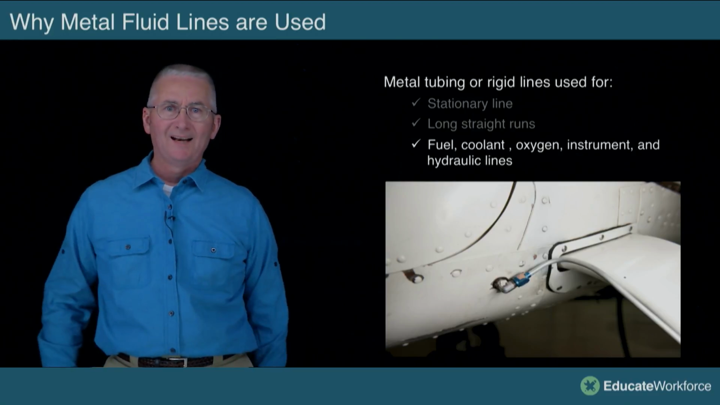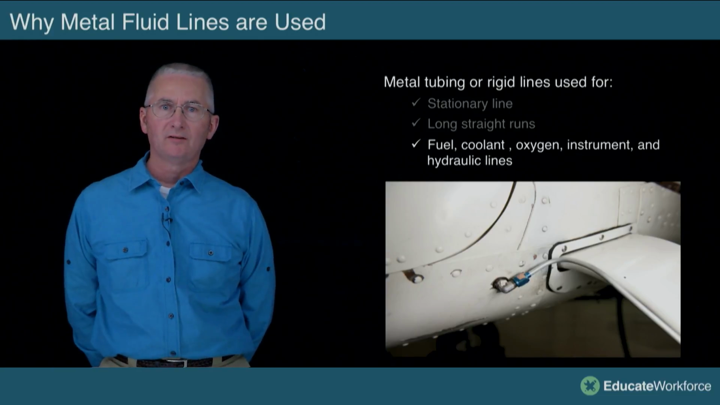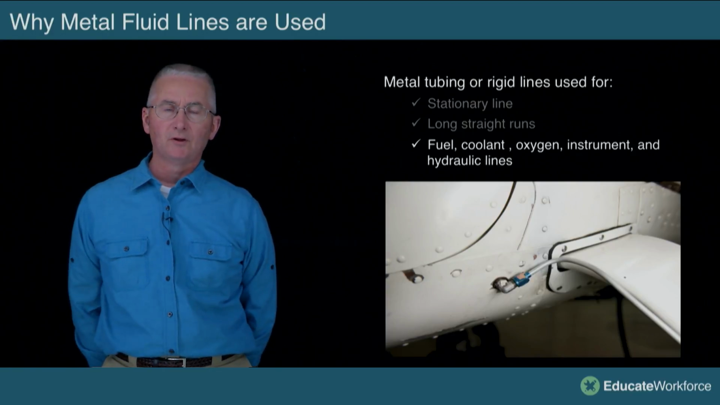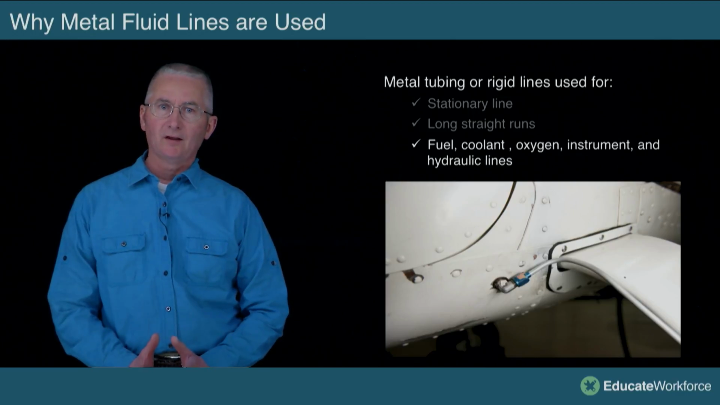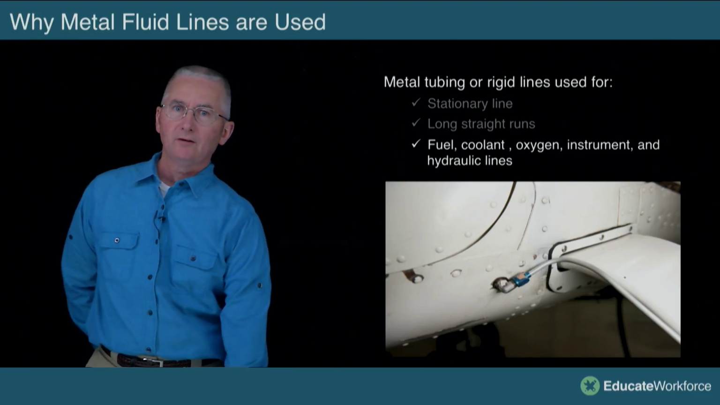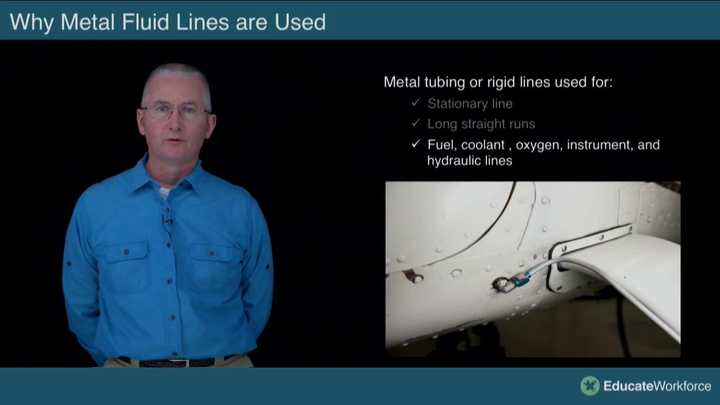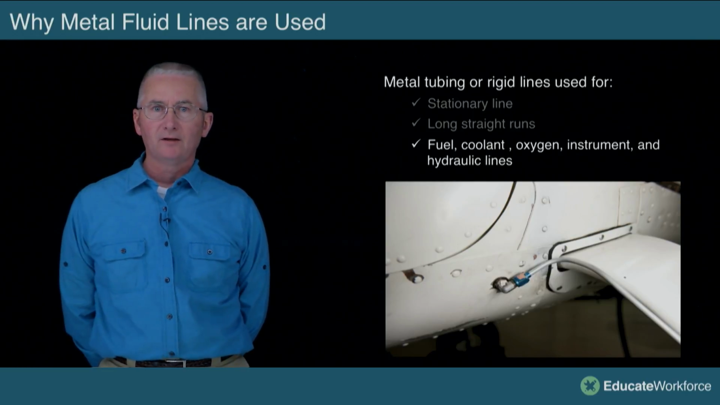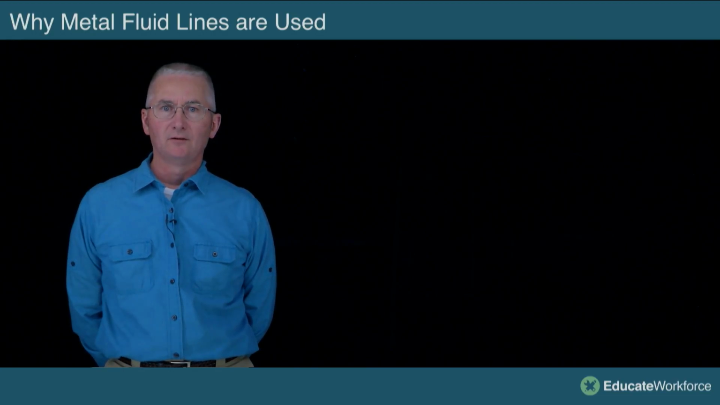The instruments, not necessarily high pressure. These are going to be sensing low pressure, sensing static pressure. So these will be low pressure lines. And then hydraulic lines. We talked about the hydraulic system. We need to get the hydraulic pressure from the hydraulic pump to the flight controls, or to the landing gear, or to the gear doors, or to the flaps, the flight controls that we actually have to actuate in flight. So that's the purpose. That's where we're going to be finding our rigid lines used in.